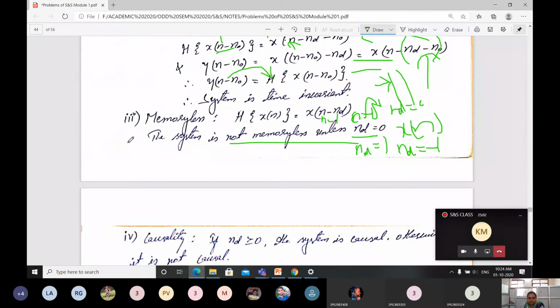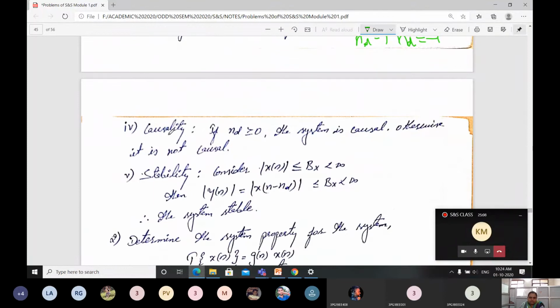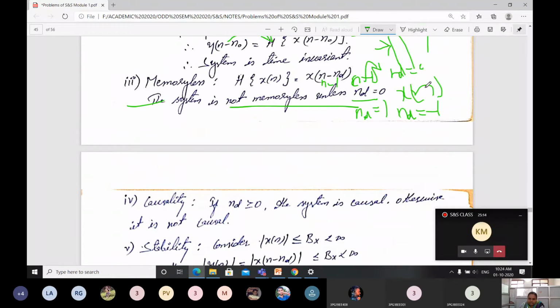You can write the theory in the way which is convenient for you. Okay, then what about causality? Based on this only I can tell here. If nd is greater than or equal to 0, the system is causal. Otherwise, it is not a causal system. It should be greater than or equal to 0; it should not consist of a future value, right? So nd should be 0, 1, 2, 3, 4 and so on. For that condition only the system is causal. Otherwise it is non-causal.